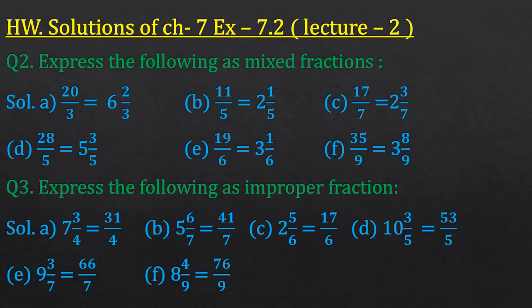In the same way we will do all the parts. You can check your homework from here. Question number 3 is to express the following as improper fractions. First is 7 3 upon 4. What is the procedure to convert a mixed fraction into an improper one? Multiply the denominator by the whole number part, that is 4 multiplied by 7, that's 28. Then add the numerator 3. 28 plus 3 is 31 and the denominator will remain the same. It is 31 upon 4.